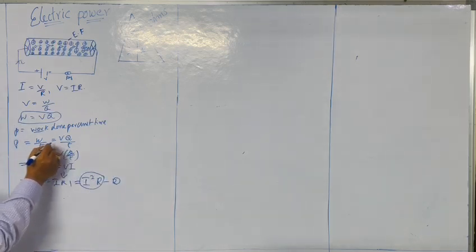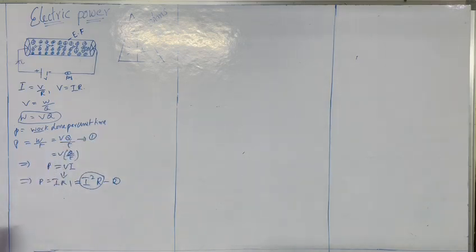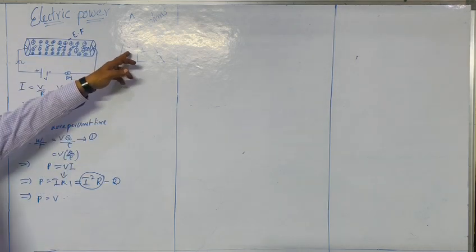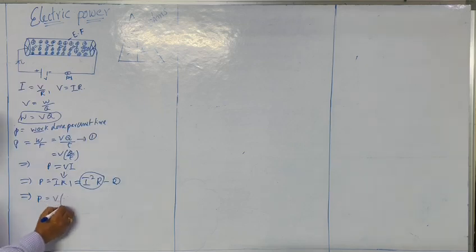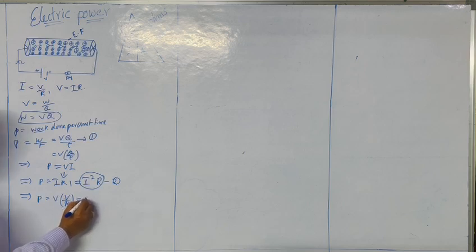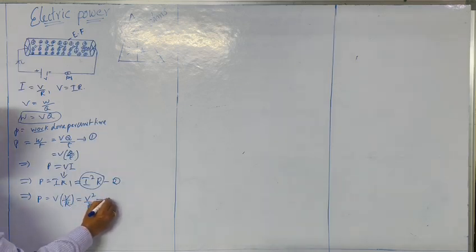This is the first formula: power is equal to work by time, or power is equal to VI. The second is I square R. Next, I is equal to V by R, so it becomes V square by R. This is the third equation.